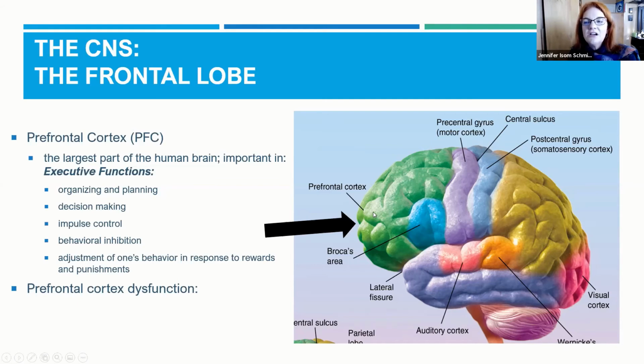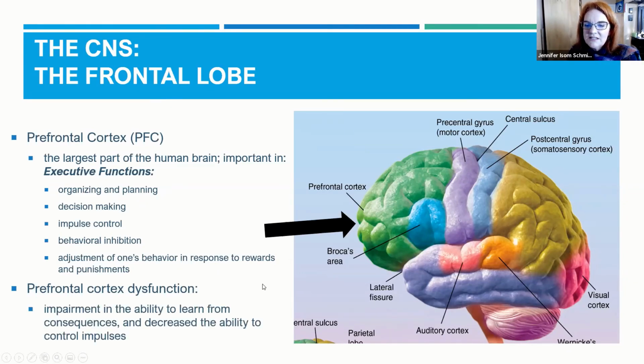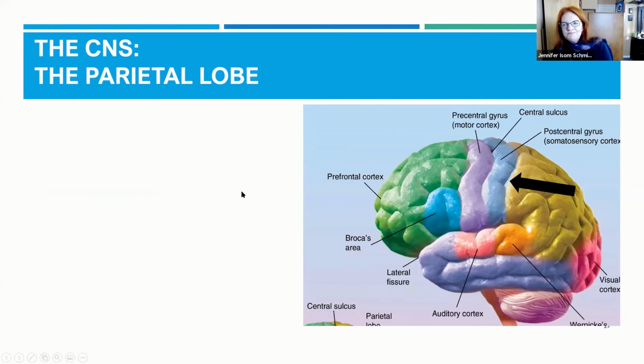People who have concussions that cause damage in the frontal cortex, in the prefrontal cortex, sometimes have a hard time, until the concussion heals, paying attention, being able to focus, being able to be organized and to do planning. So prefrontal cortex dysfunction is not a good thing to have. Okay, so that's the frontal lobe.